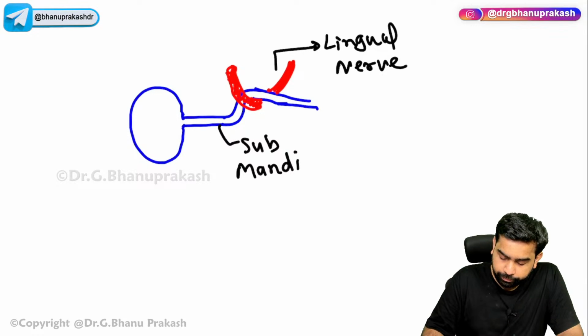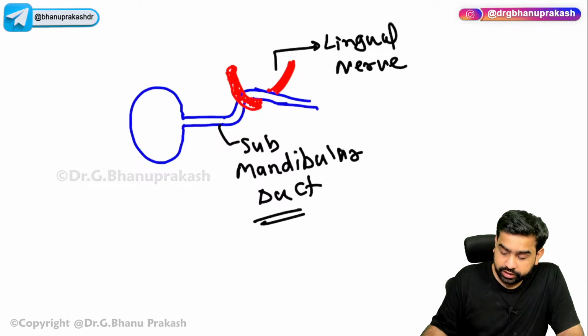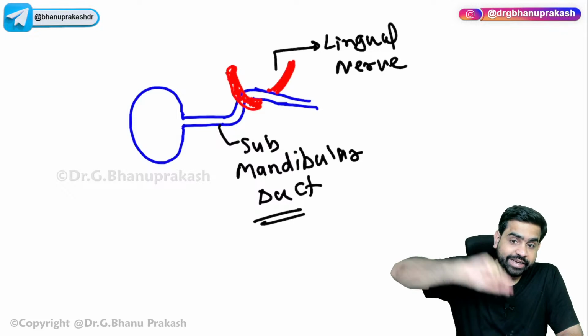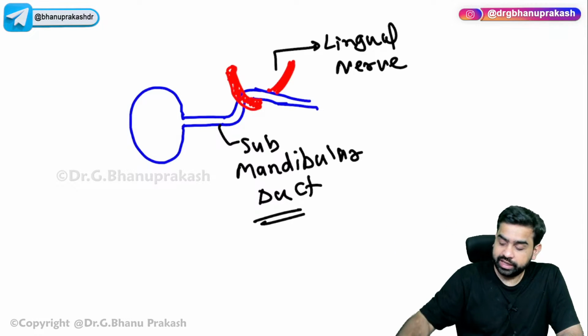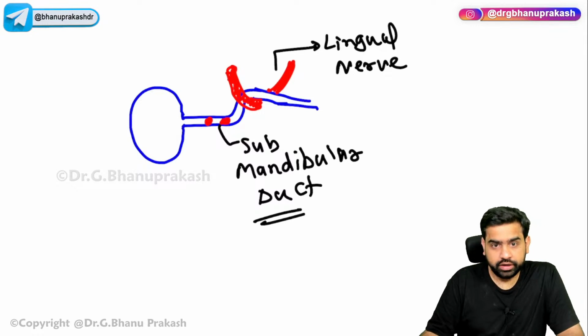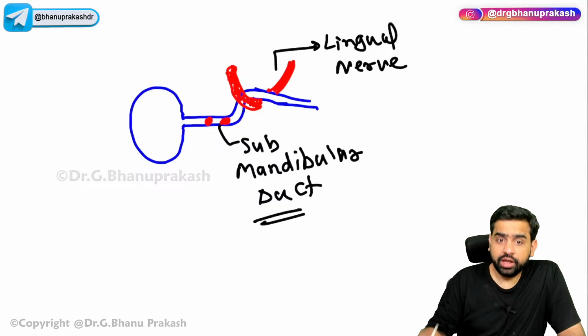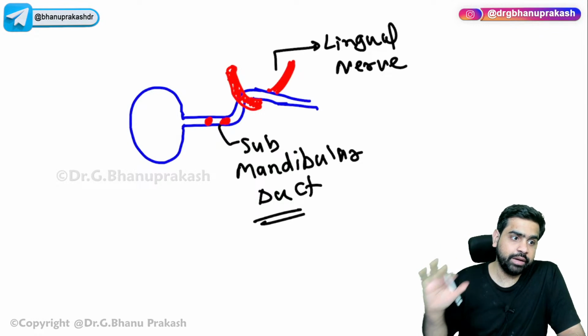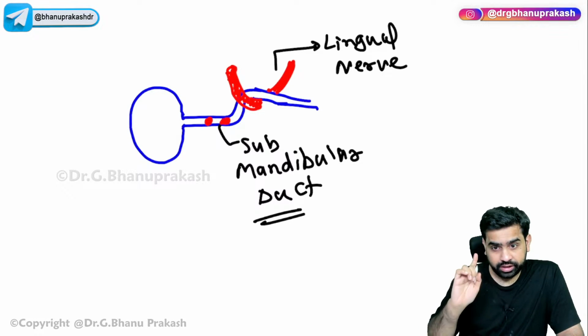submandibular duct. If this duct is hooked by the lingual nerve, what is going to happen? There is going to be anti-gravity drainage, and because of it there is a chance that stones can form in these ducts. That is the reason why salivary gland stones are most commonly present in the submandibular duct. I hope you are able to understand. That is the first thing.